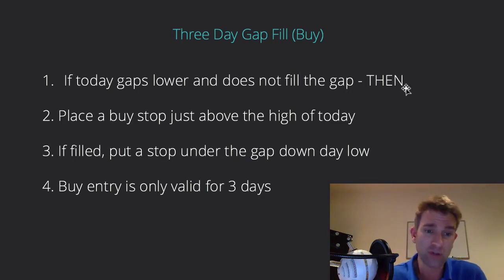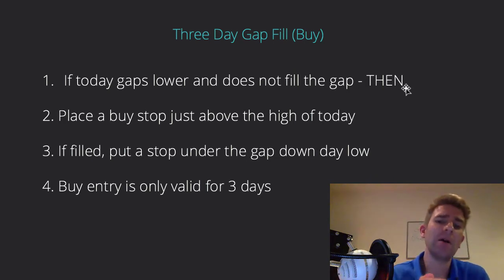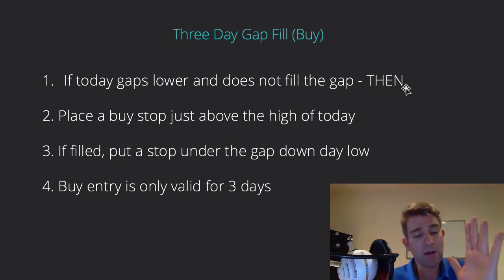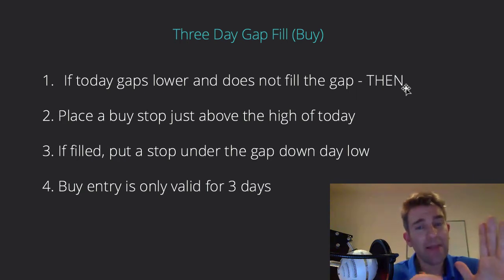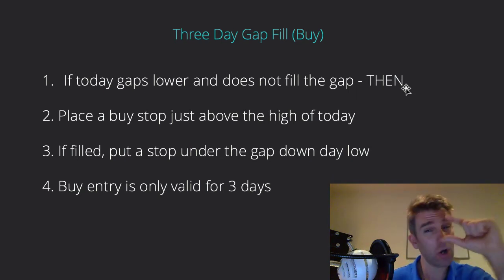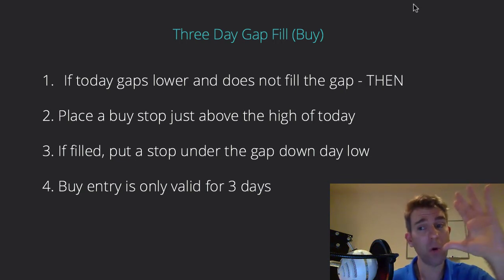Obviously a buy stop entry is just above the high of the gap down day. Okay, and if you get filled, then you use a stop under the gap down day low, and that buy entry is only valid for 3 days. So you're looking for that momentum down, the gap down, the attempt to push back up, then the next day you're buying the continuation, if you like, but you've got to use the whole range of that gap day as your stop, which obviously can be quite big.